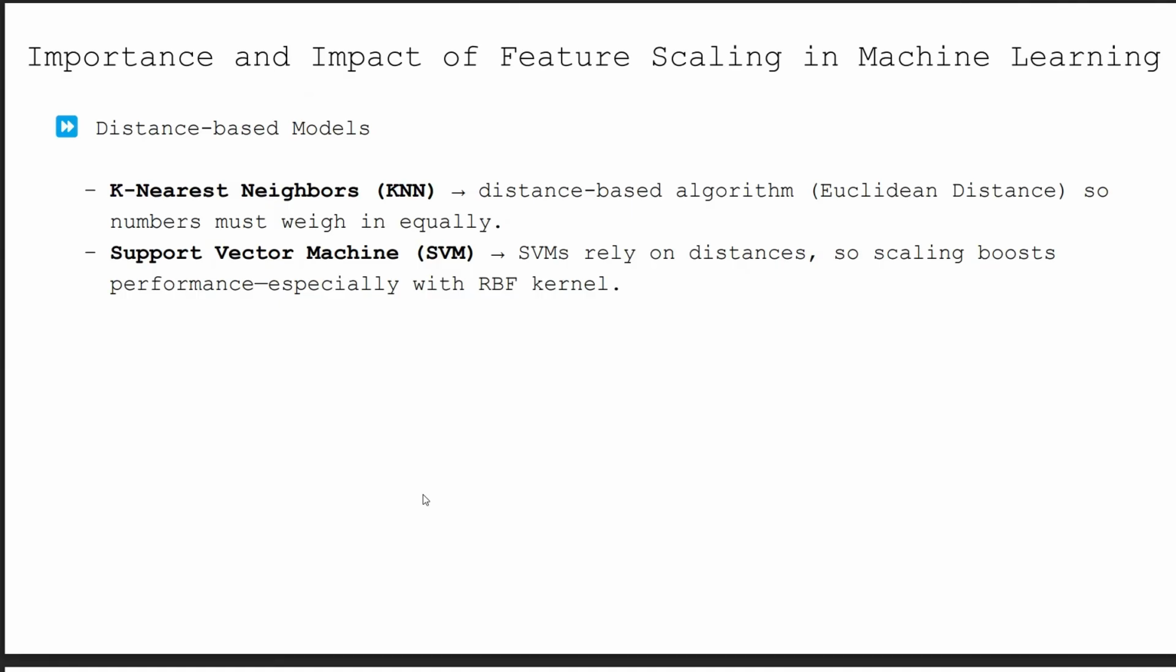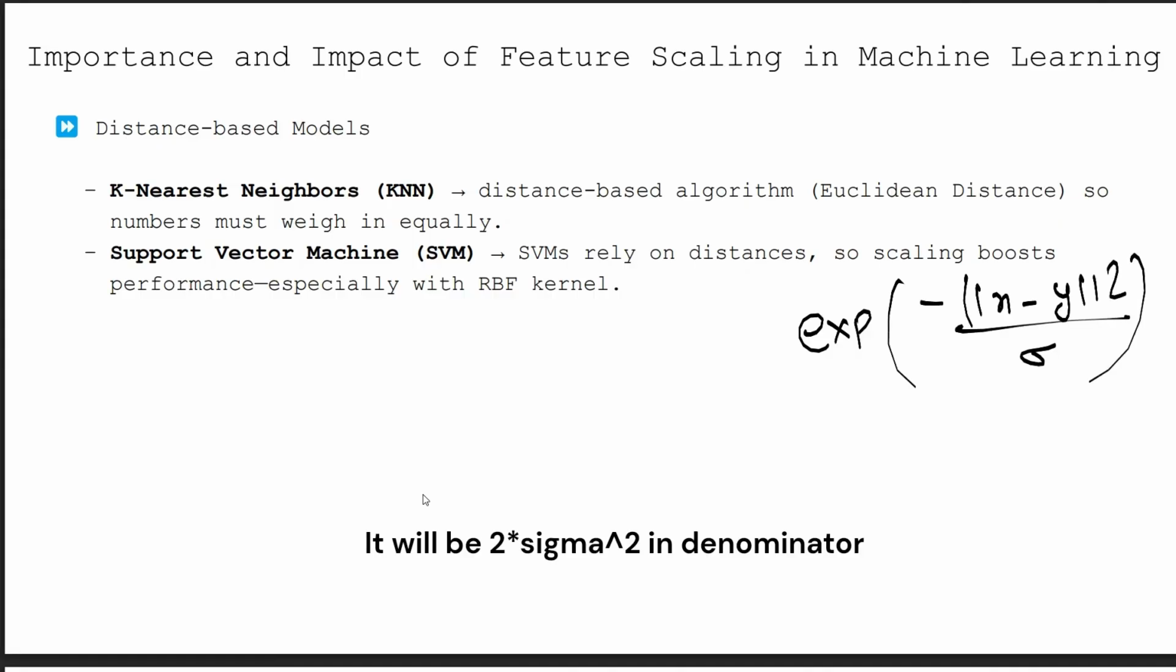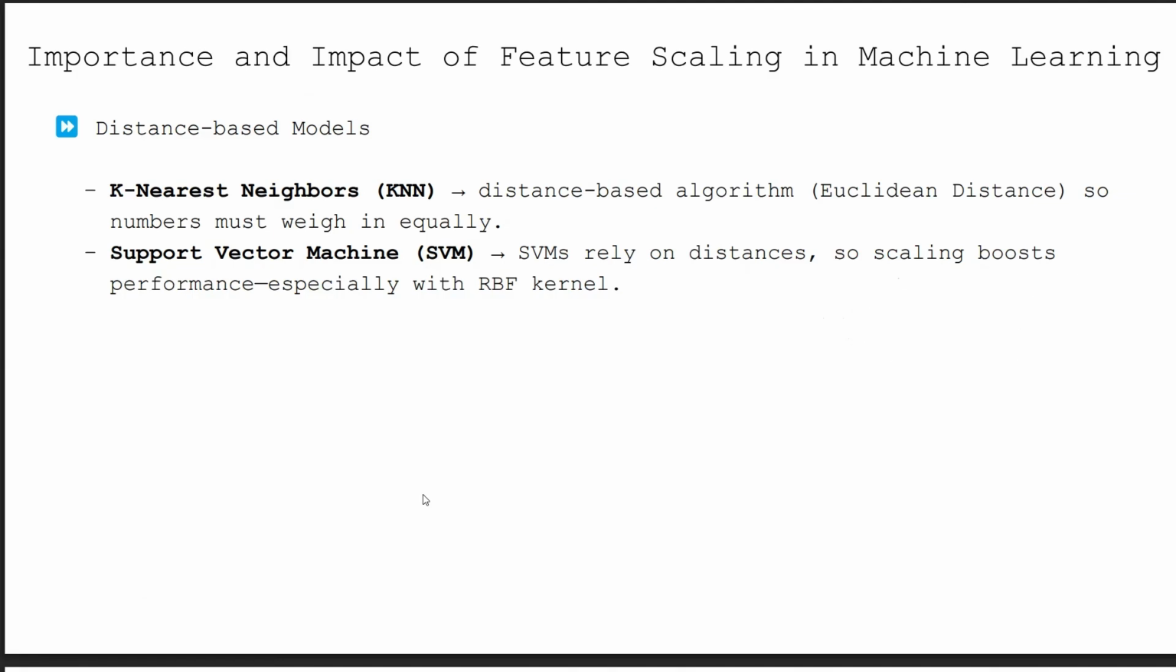Also, when we are transforming the data set using the RBF kernel, the RBF kernel is the exponential of minus distance square divided by sigma. This is the RBF kernel formula for the transformation. It calculates the similarity between two data points using a distance-based metric. So again, if the features are not scaled properly, this will impact the distance-based calculation. Hence, it might result in a biased estimate or perform poorly.